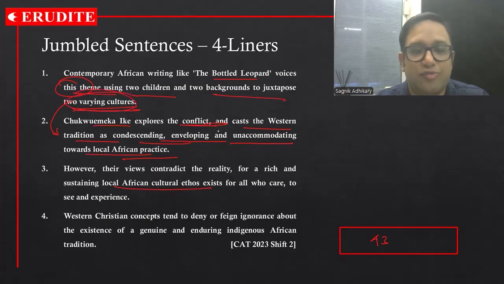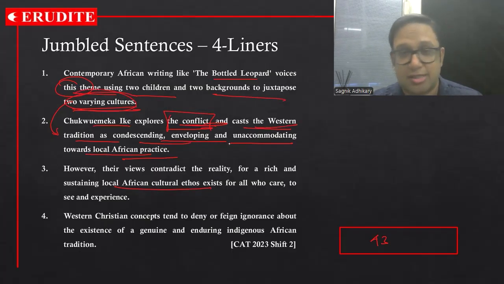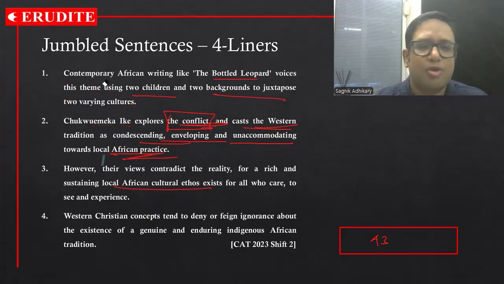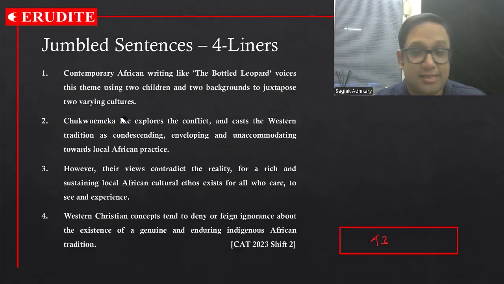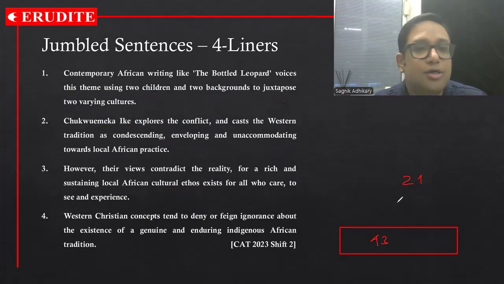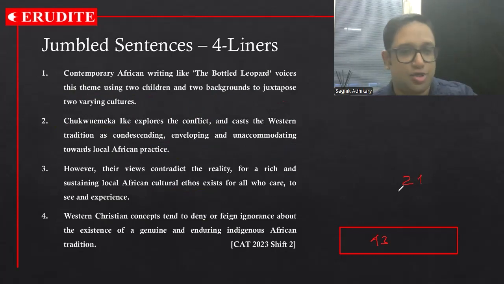This phrase, 2 varying cultures, clearly talks about the conflict between 2 cultures, the Western culture and the local African practice. So clearly, we have another pair of sentences here where we have statement 2 first, and then we have statement 1. So we have 4-3 and 2-1.